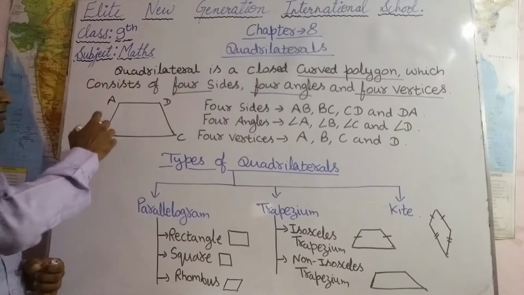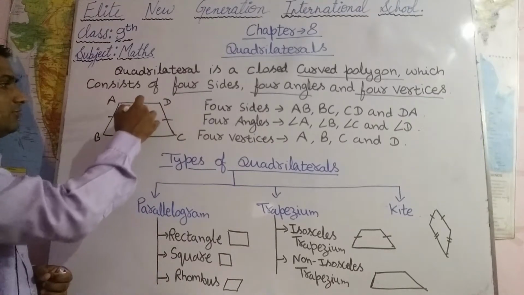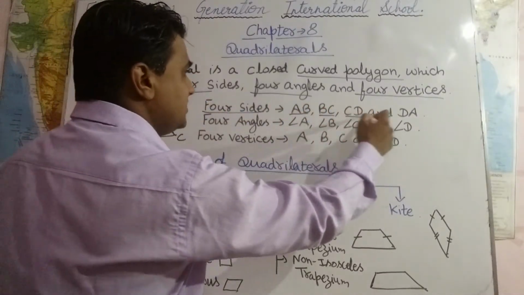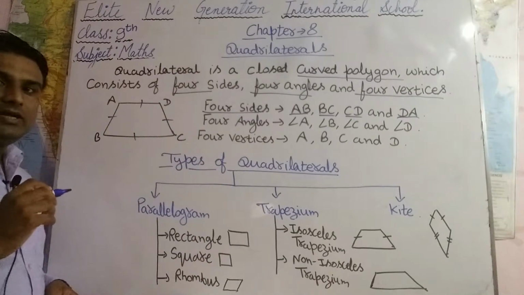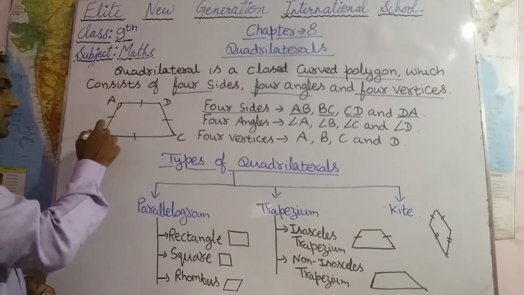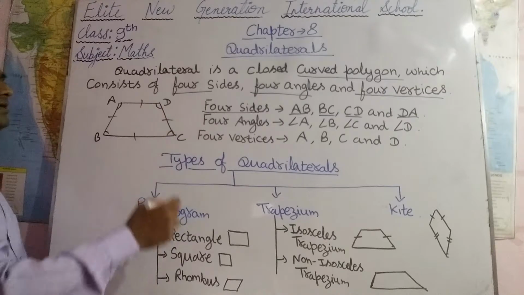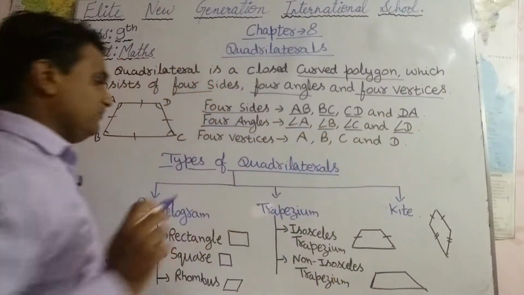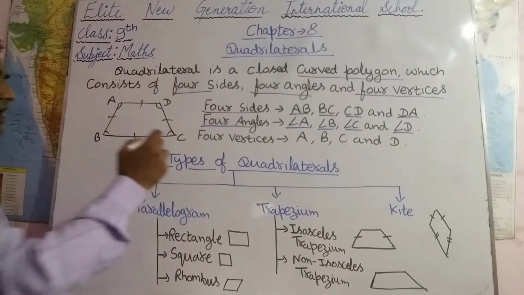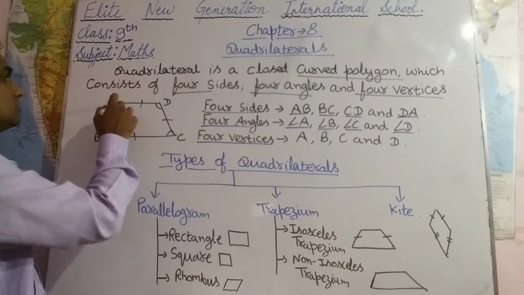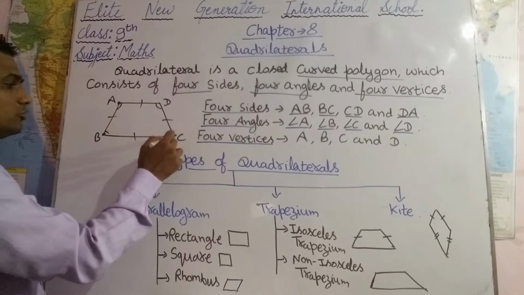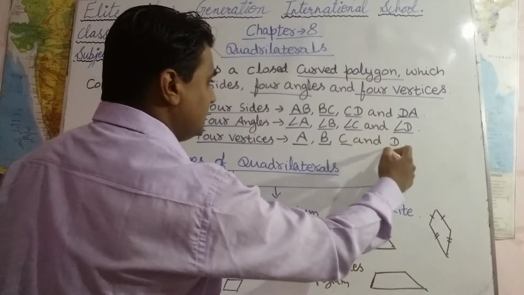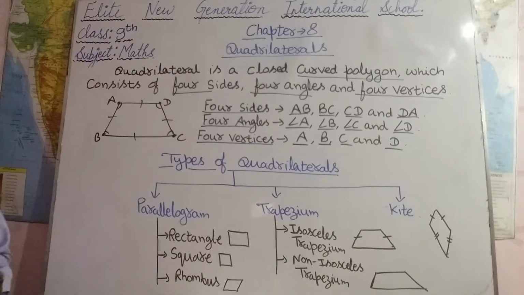For example, if I draw this diagram which is a quadrilateral, it consists of 4 sides. Here the 4 sides are AB, BC, CD and DA. Similarly, the 4 angles are angle A, angle B, angle C and angle D. Now the 4 vertices. What are vertices? Vertices means the corners of this quadrilateral. So the vertices are A, B, C and D.